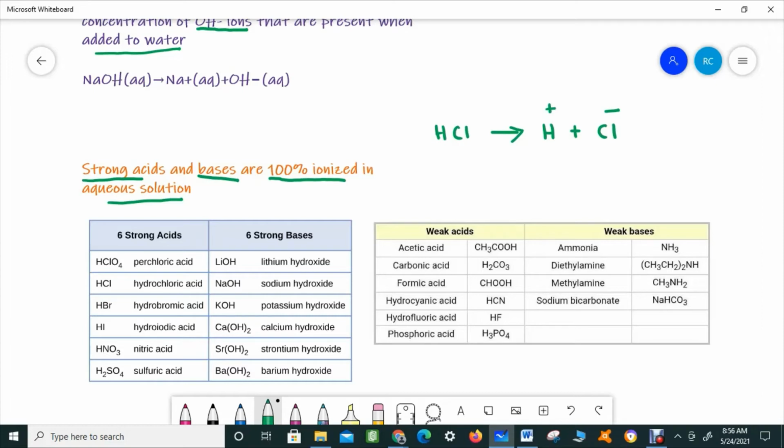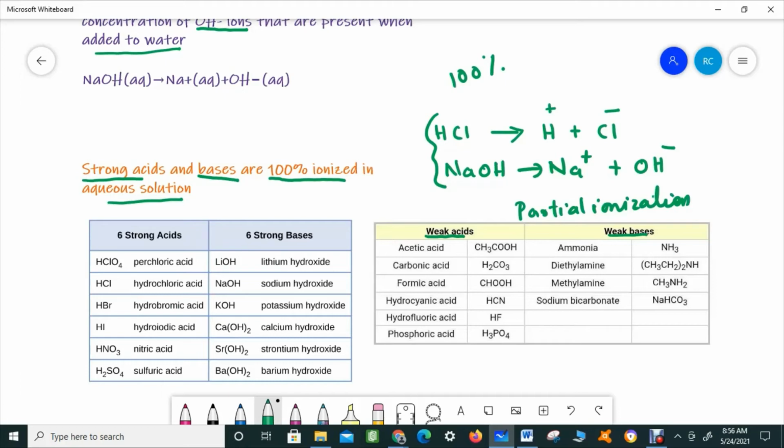Ionization means they will be changing into their corresponding ions. HCl will be ionizing as H plus and Cl minus. If it is a base, NaOH, it will decompose and form ions as Na plus and OH minus. Okay. So this ionization will be 100% if they are strong acid and strong base. What about weak acid and weak base? They are partially ionized. So weak acids and weak bases undergo partial ionization.